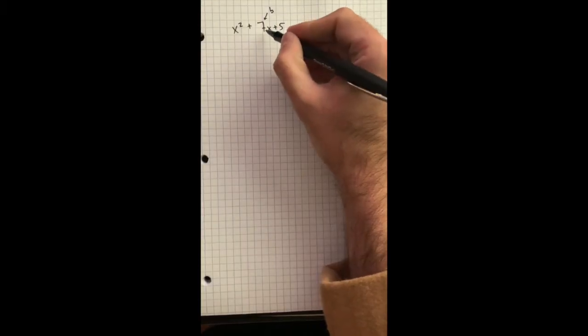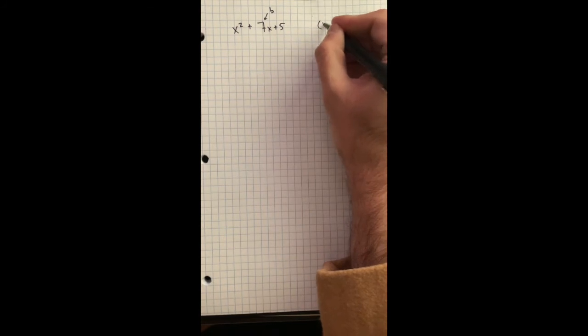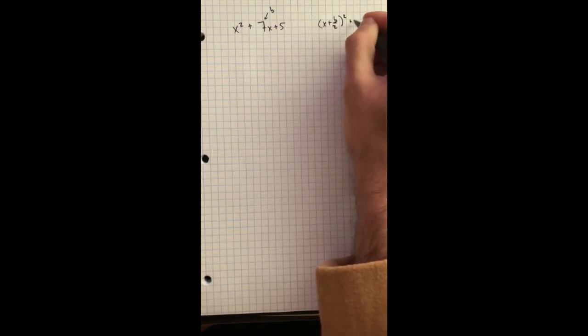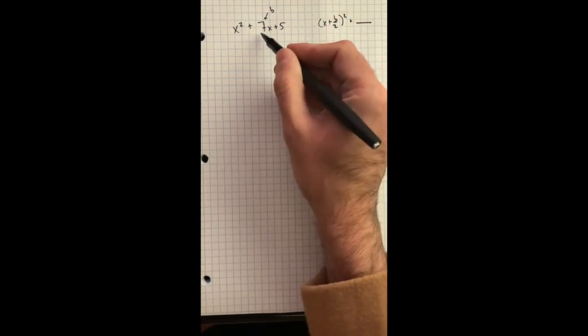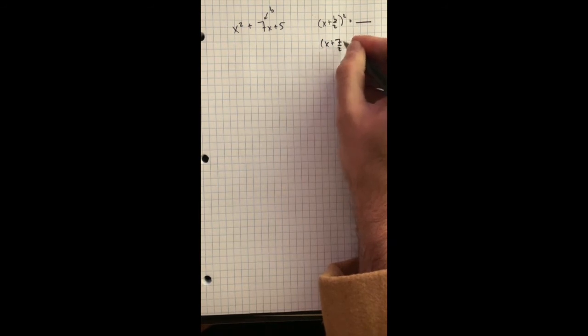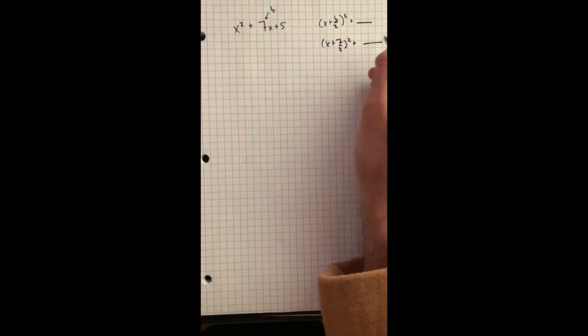So I've already identified here our b term, which is 7. So we know we're going to end up with x plus b over 2 squared plus something. In this case, b is 7, so we know we're going to end up with x plus 7 over 2 quantity squared plus something. Okay.